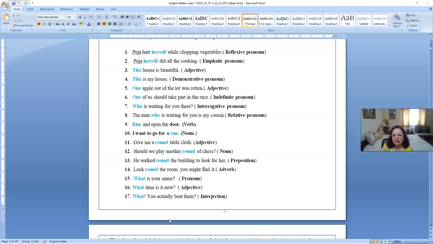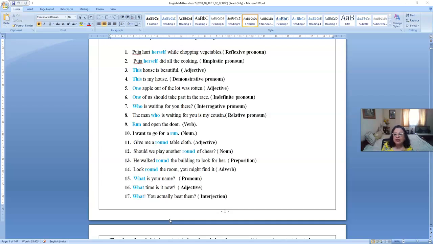That same herself, Pooja herself did all the cooking. So now it emphasizes the noun. So it is an emphatic pronoun. If I say Pooja did all the cooking, it's a simple sentence. Pooja did all the cooking. Now when I say Pooja herself did all the cooking, I'm emphasizing that Pooja did the cooking. No one else helped her. So then it is an emphatic pronoun.